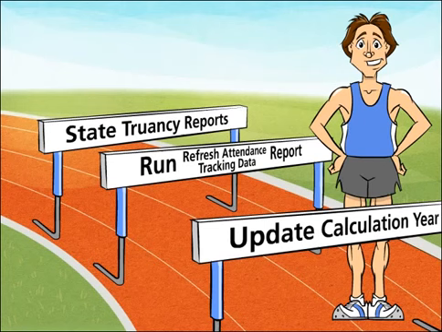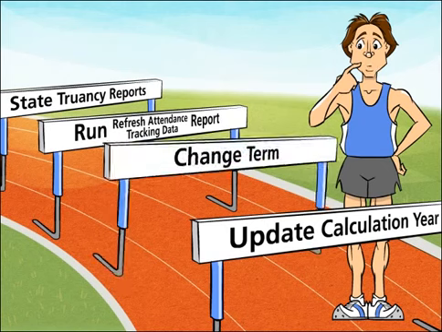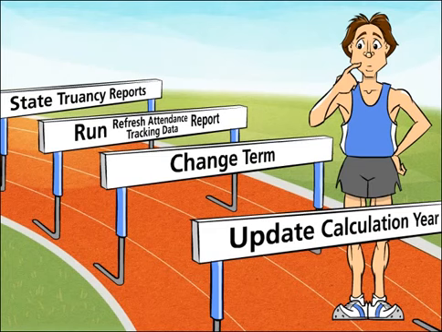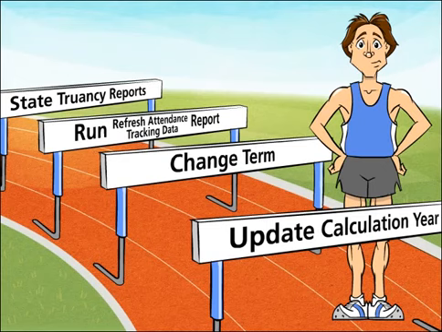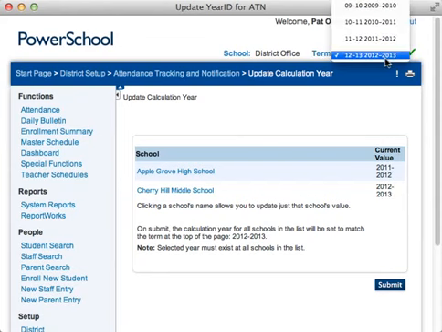You have just one more step before you can run the Refresh Attendance Tracking Data Report. Since your state reports include information generated by ATN tracking levels, you need to refresh the tracking level records for the 2011-2012 school year. Change the term you are working in before running the Refresh Attendance Tracking Data Report to the same year as the calculation year. In the top right corner of the screen, click Term. From the Term menu, select 2011-2012.